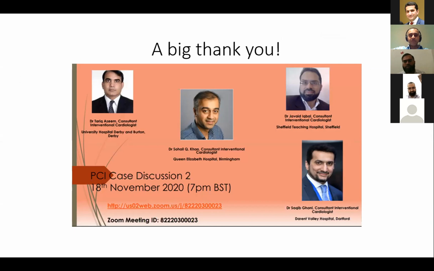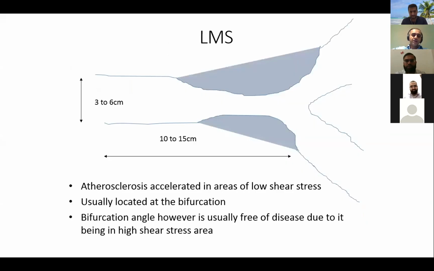So when we put out the call for cases, a flood of cases came in. And I thought actually for this session, we would run it on a theme. In fact, we've got a set of cases on left mainstem that came in. Now, of course, this is the most important segment of artery. It is usually around 3 to 6 centimeters in diameter. It's 10 to 15 centimeters in length. And when the left mainstem is affected with atherosclerotic disease, it usually affects the bifurcation area.